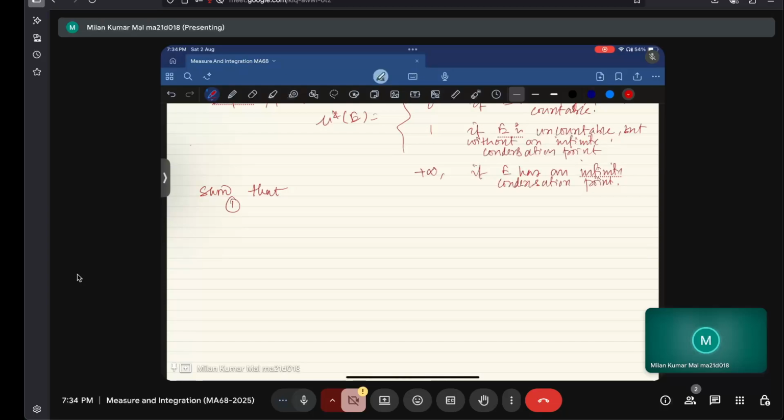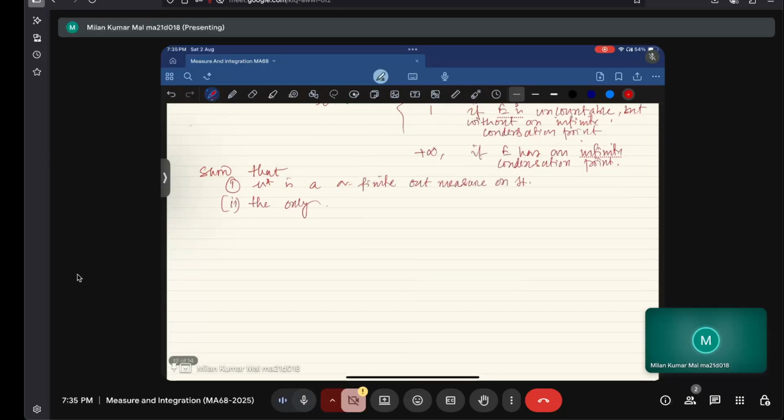First, mu star is an outer measure. Mu star is a sigma finite outer measure on H. Second, the only mu star measurable sets are at most countable sets or their complements.